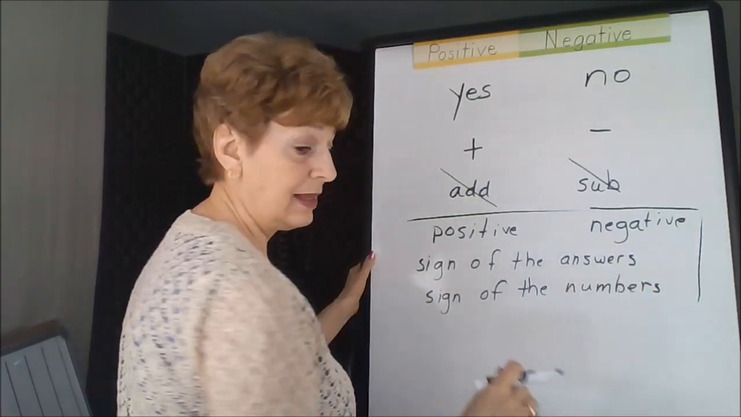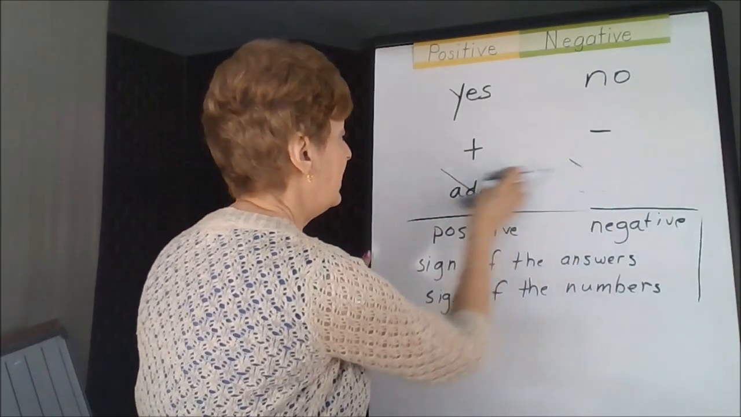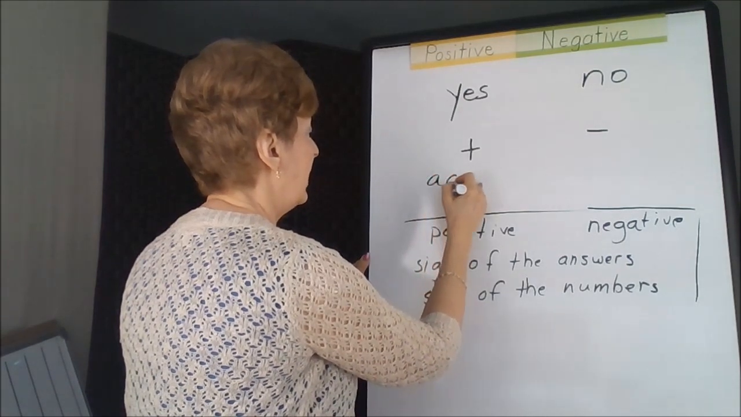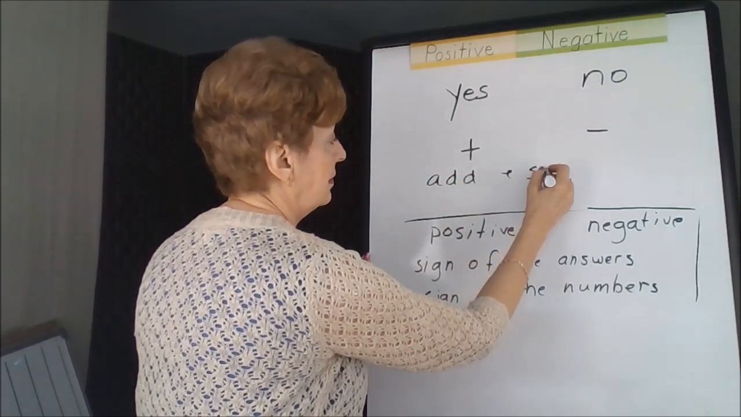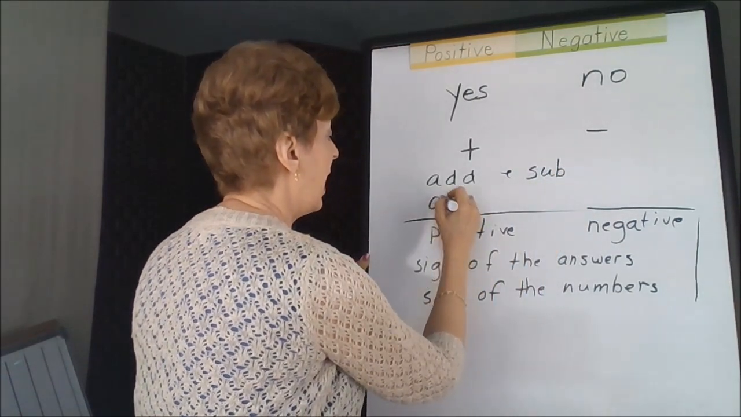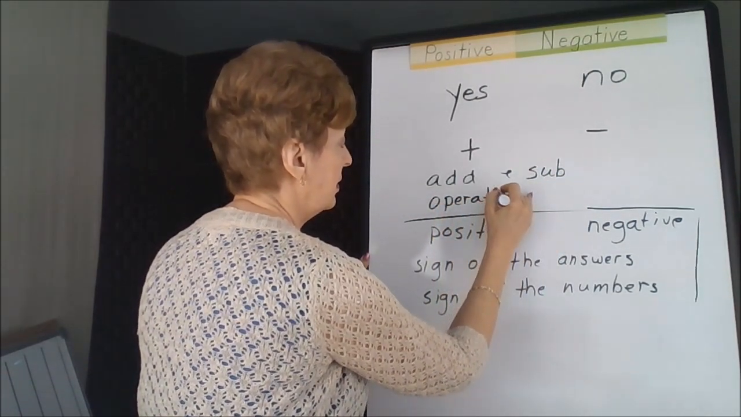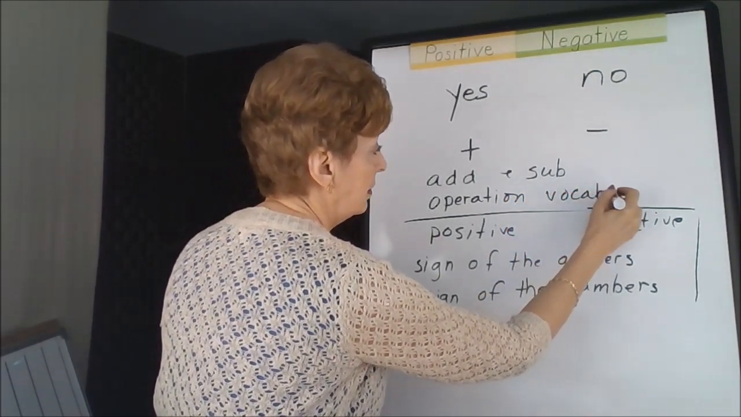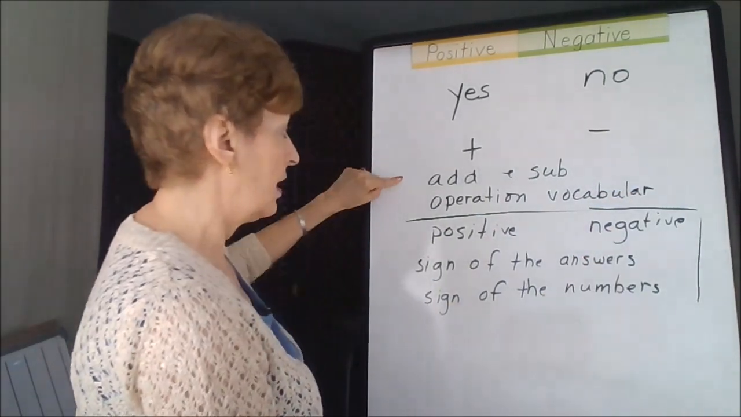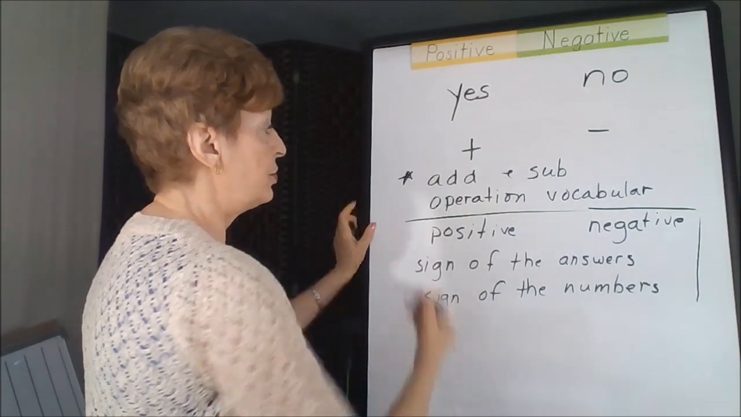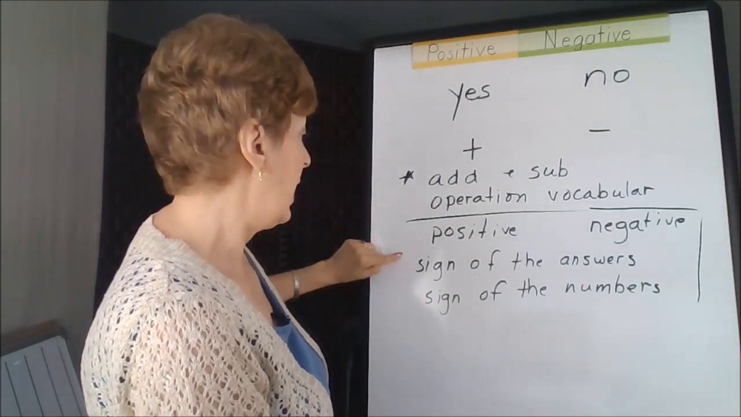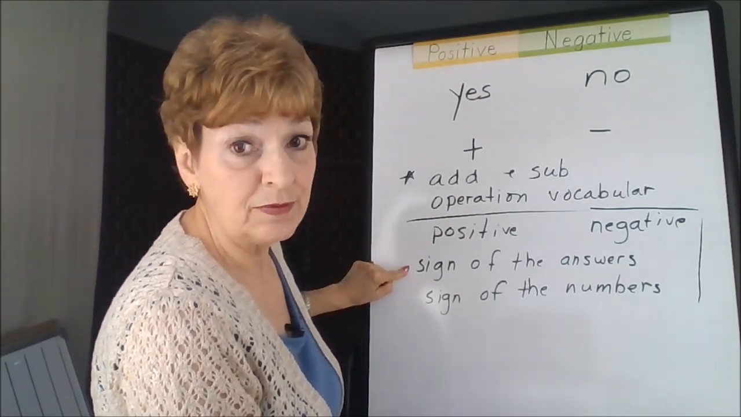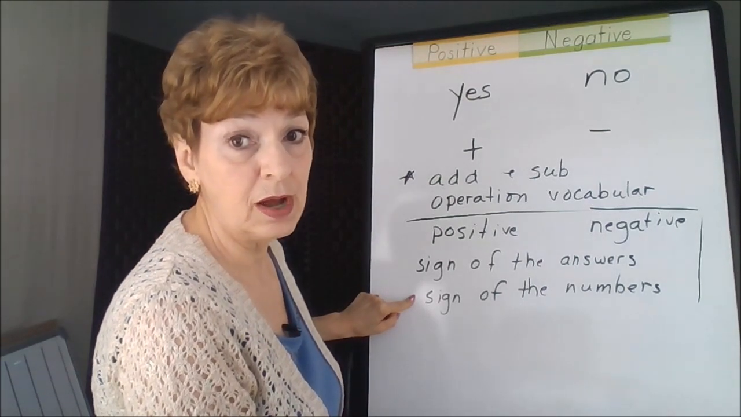And you're going to look at the words of addition and subtraction, or add and subtract. Those are the operations of the numbers. It's operation vocabulary. So add and subtract would mean what you do to the numbers to combine them. And positive and negative would be the sign of the answer when you get finished, or the sign of the numbers as you go along.